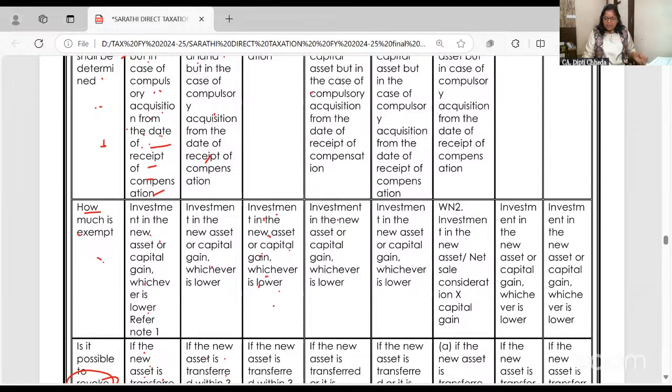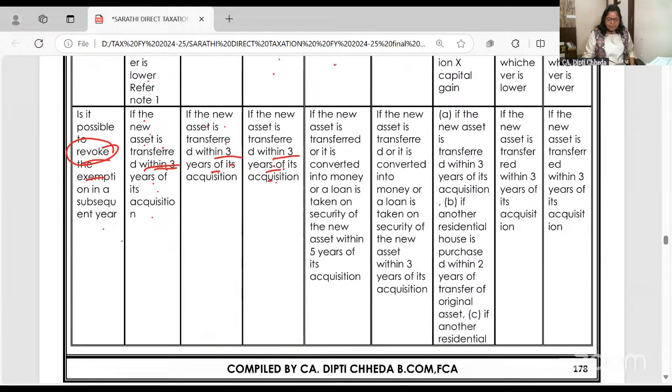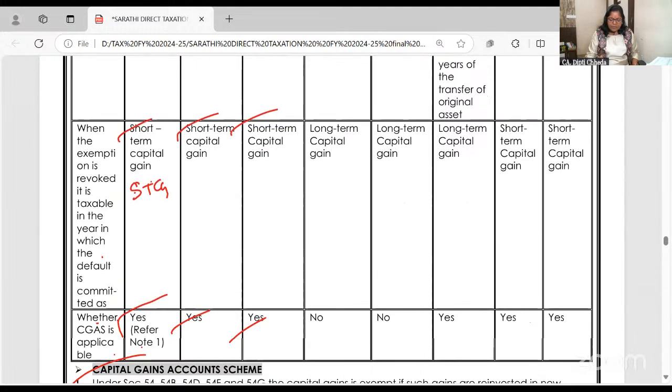Exemption is investment or capital gain, whichever is lower. And the new asset which you have acquired, the bond, should not be converted into money. Otherwise it's like a promise broken, because these bonds are purchased for a 5 year lock-in period. Or a loan is taken on security of the new asset within 5 years. You should not take any loan against giving security of these bonds. You should not convert it into cash. Then when the exemption is revoked, it's long-term capital gain.